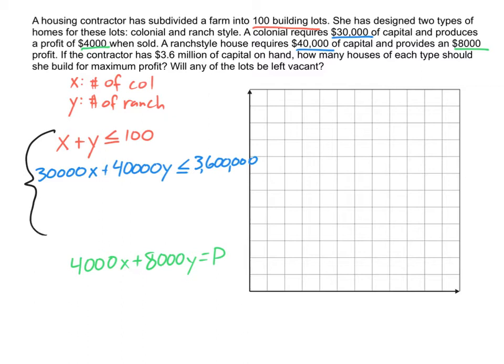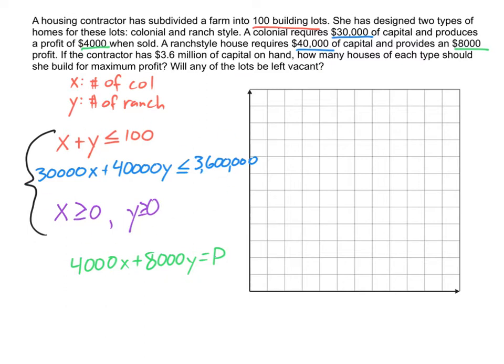Now there's a little bit more to this. X needs to be bigger than or equal to 0, and Y needs to be bigger than or equal to 0, mainly because I don't want to build negative houses. That doesn't make sense, so we've got to put that into it. And then with that information, we have our system of equations.